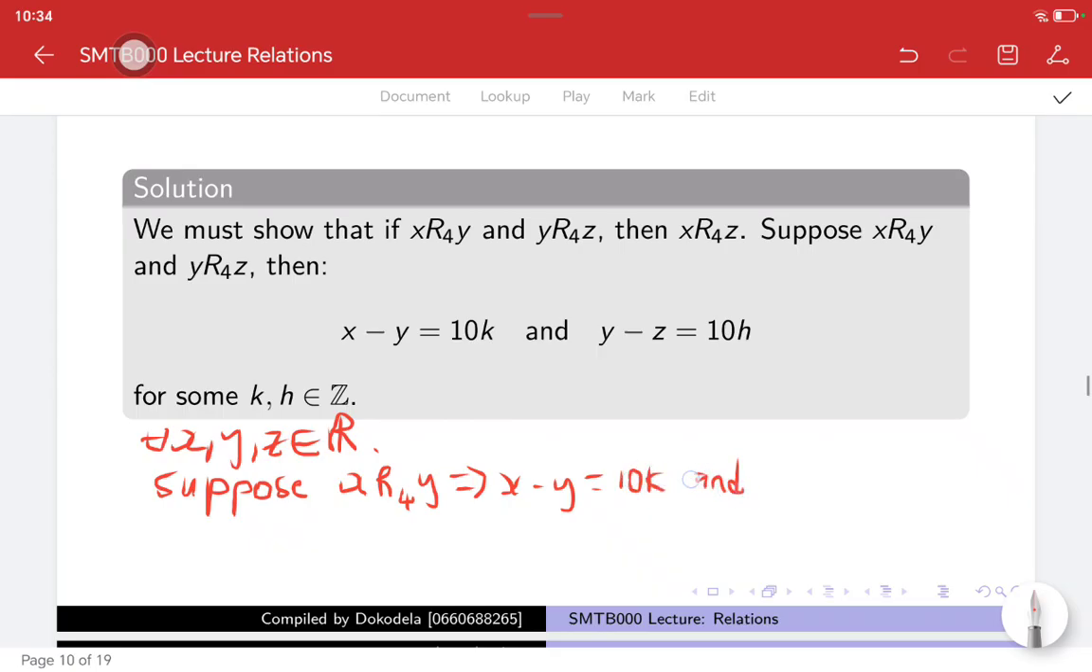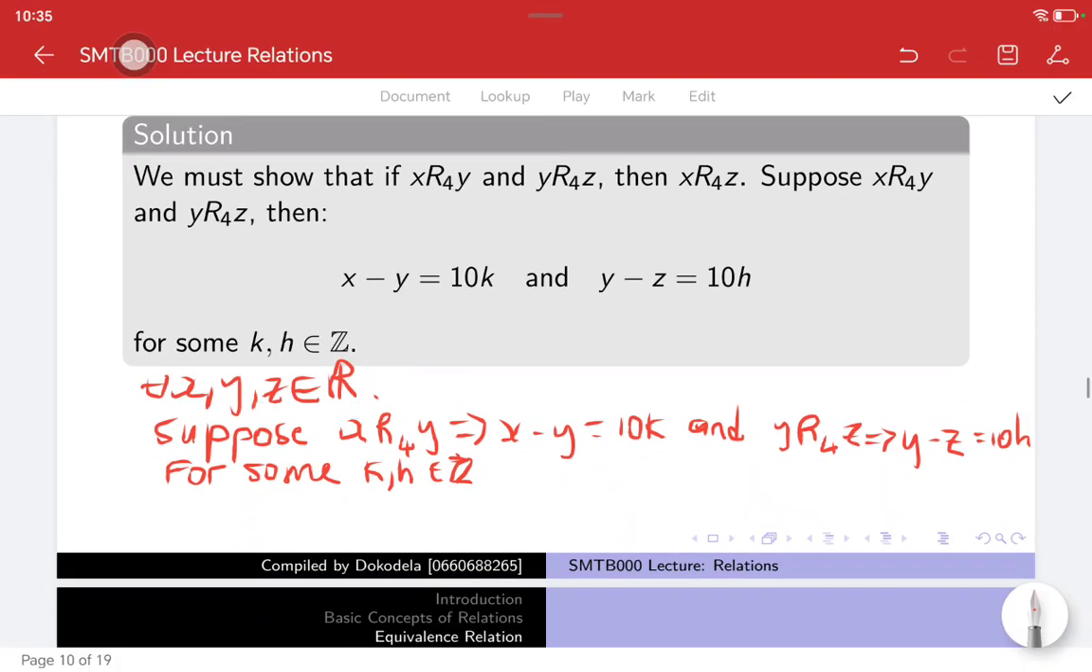And also, now we suppose that y is related to z, which implies that y minus z is equal to 10. We can't choose the same constant, so this time we must choose h, for some h an element of an integer. You see right now. So now since we have this, we have supposed this.